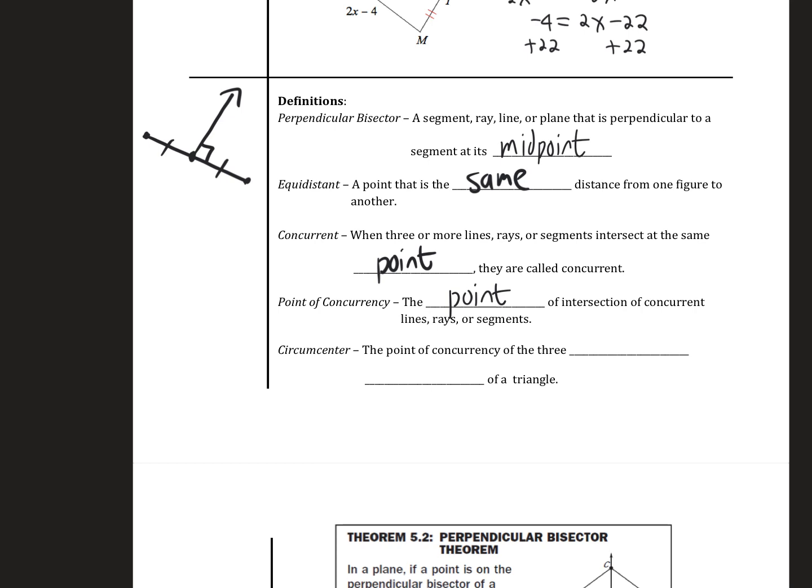And circumcenter. Say circumcenter. The point of concurrency of the 3 perpendicular bisectors of a triangle. So it's where all the perpendicular bisectors intersect in the middle of the triangle. Okay. All right. Sounds good.